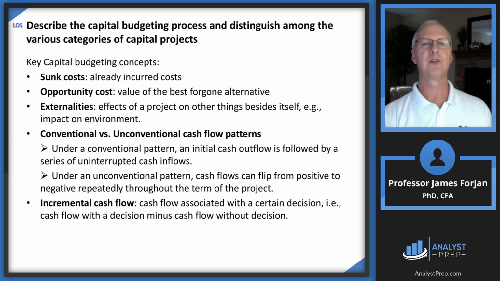Distinguish among various categories and key capital budgeting concepts. Let's get some definitions here. Sunk costs are those that are already incurred. We're going to ignore those things. Opportunity costs, we mentioned that, best foregone alternative. Externalities, this is important. These are the effects that the project has on other variables out there.